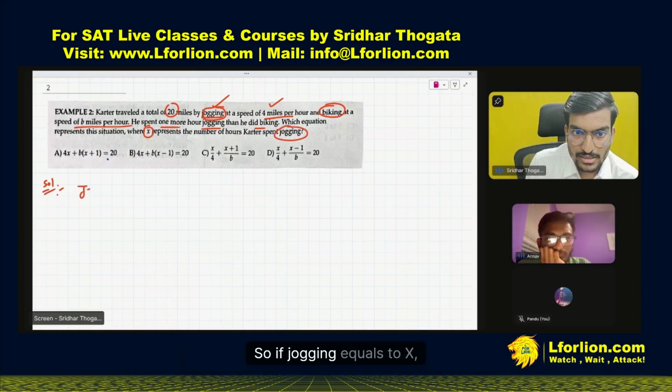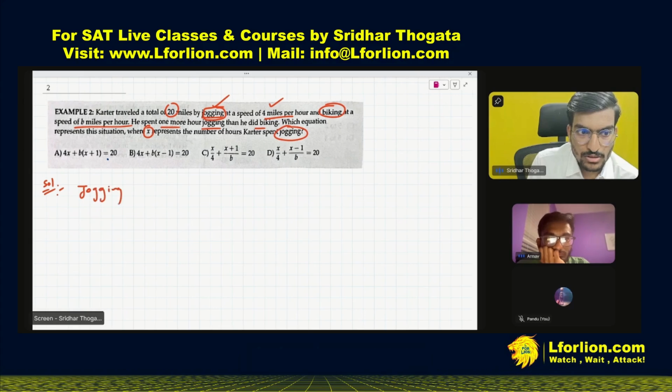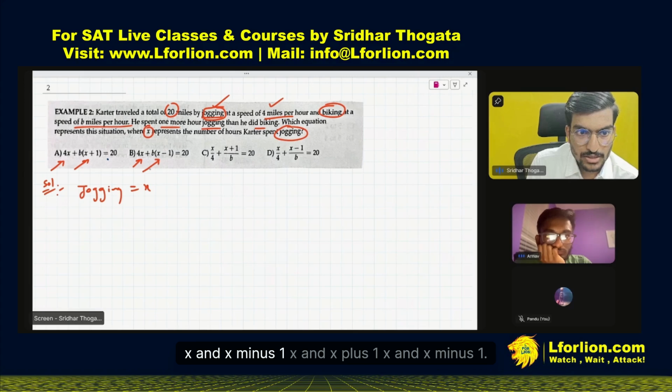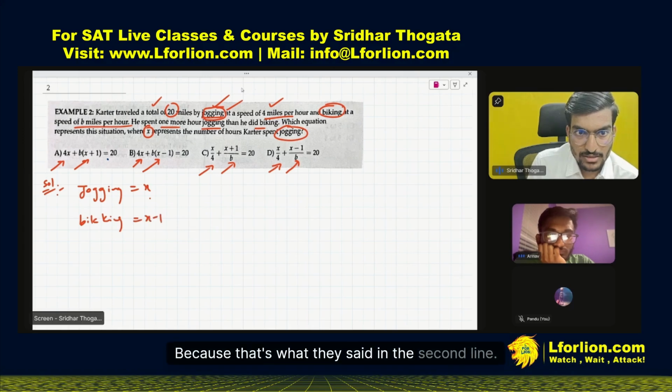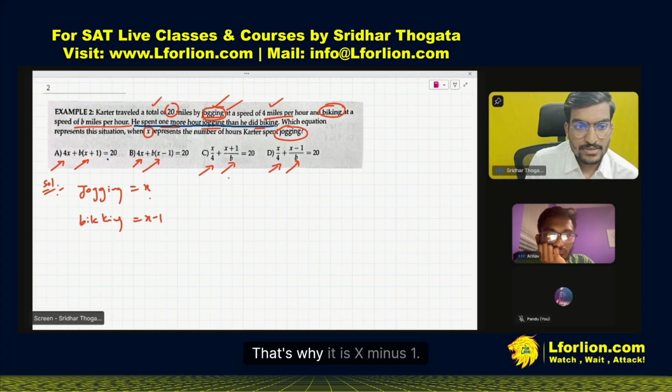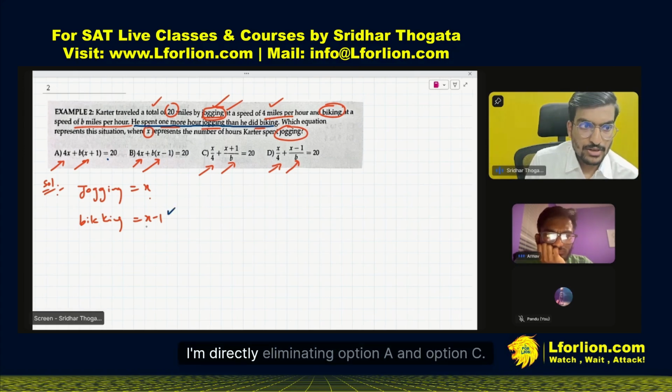So if jogging equals X, you can see the complete equations here: X and X plus 1, X and X minus 1, X and X plus 1, X and X minus 1. They already said in the beginning the total is 20, jogging and biking. So if jogging is X, what is biking? Biking will be X minus 1, because that's what they said in the second line: he spends 1 more hour jogging than he did biking. That's why it is X minus 1. Because of this X minus 1, I'm directly eliminating option A and option C.